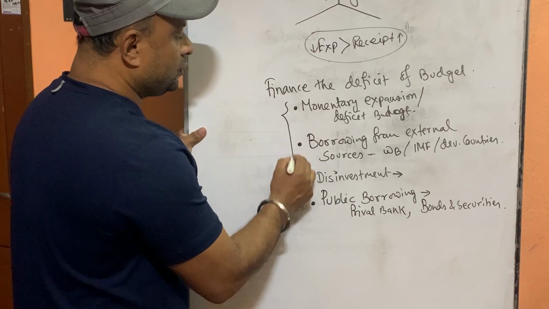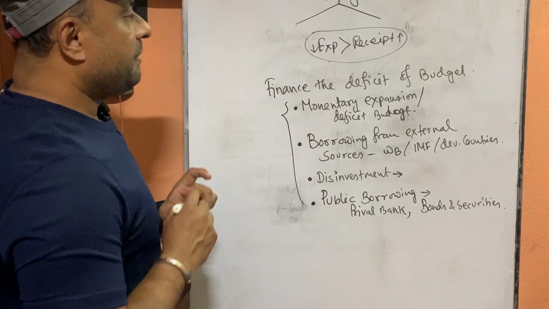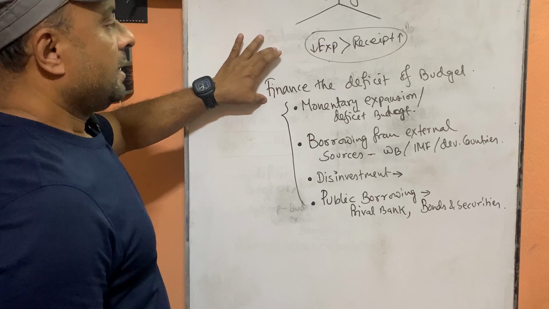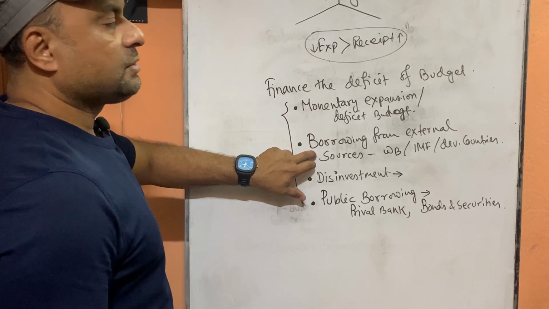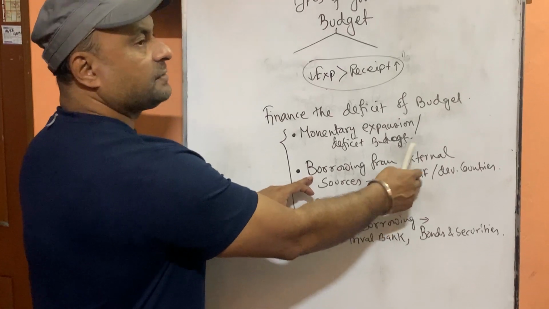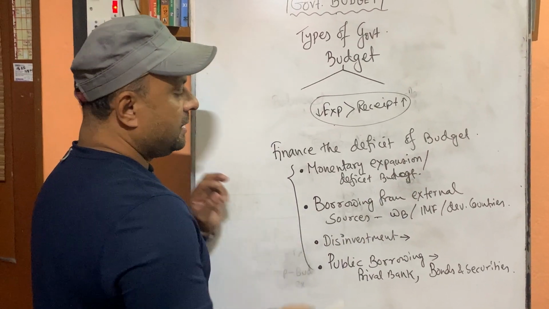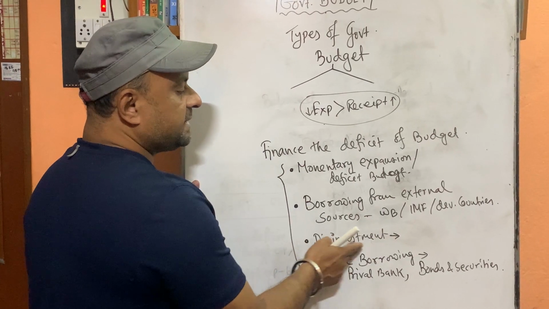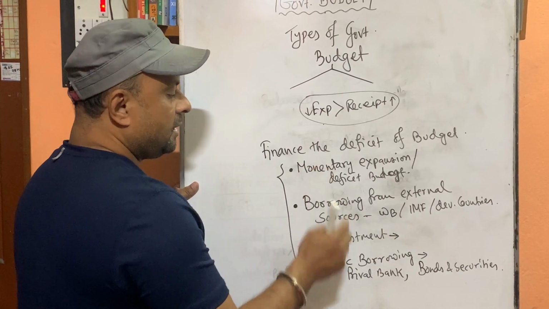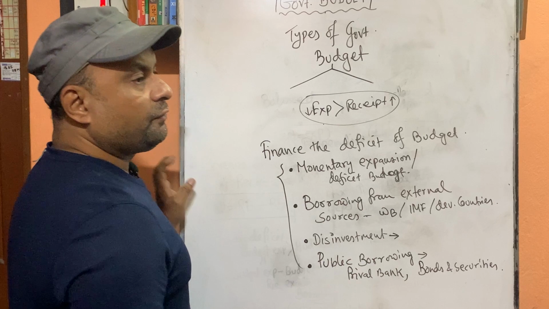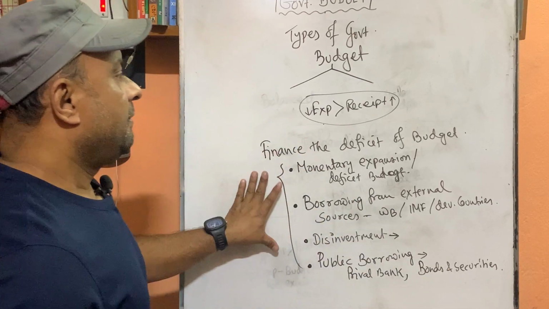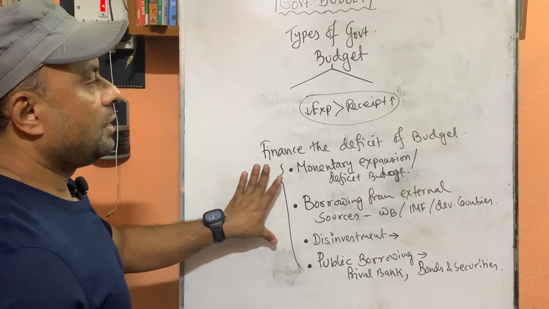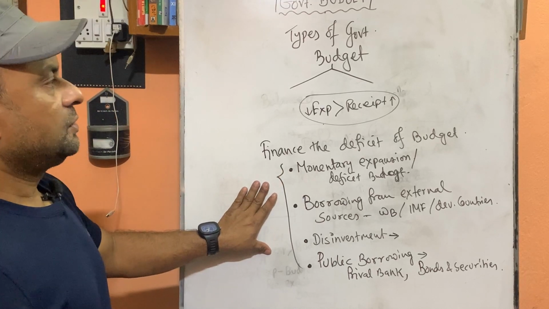So these are the four sources from where government finances the deficit of the budget. Monetary expansion through printing of new currency notes; borrowing from external sources, suppose World Bank, IMF, or other external countries; disinvestment, if government sells its assets to the private sector; and public borrowing, if government borrows from the public through issuing bonds and securities. So these are the policies from where government finances the deficit.